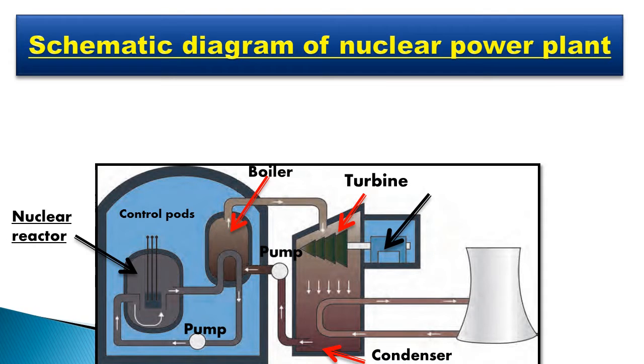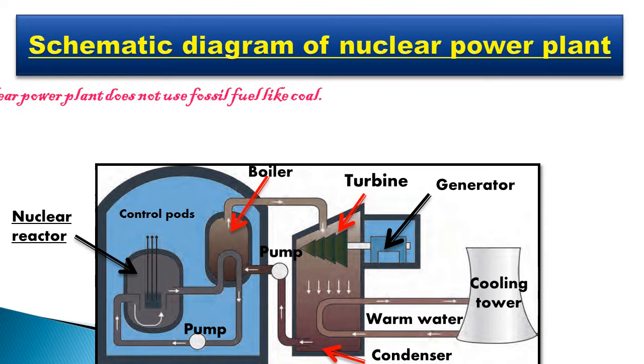and now here is a condenser. I hope you all know what the function of the condenser is. If you want to know, just check out the description box for my previous videos. Okay, so this is a generator. The turbine will be connected to the generator, and that generator will produce the electric energy. Okay, and here this is a cooling tower and warm water.